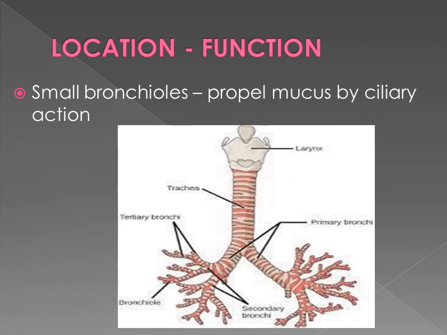This ciliated columnar epithelium, where is it located and what is its function? Especially this ciliated columnar epithelium is present in the trachea. Can you watch this trachea there? So the trachea is present in the respiratory tract. The main tube is the trachea, and then it is present in the small bronchioles. Do you know what bronchioles are?